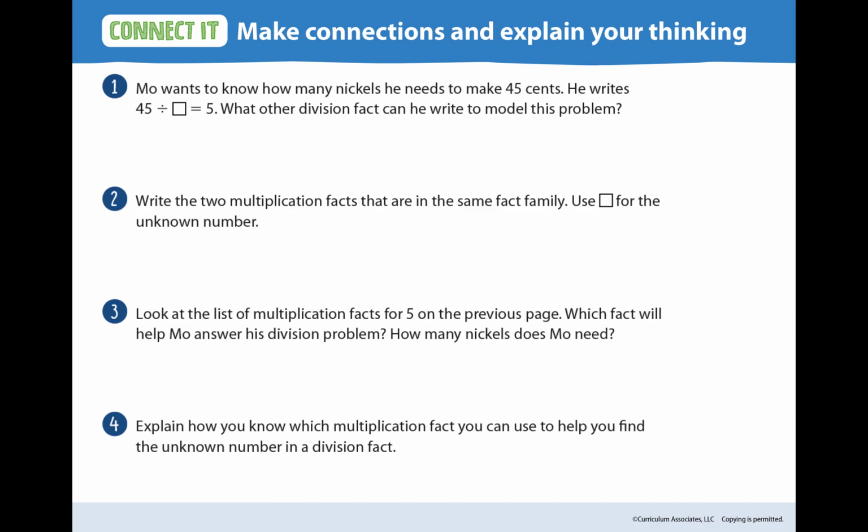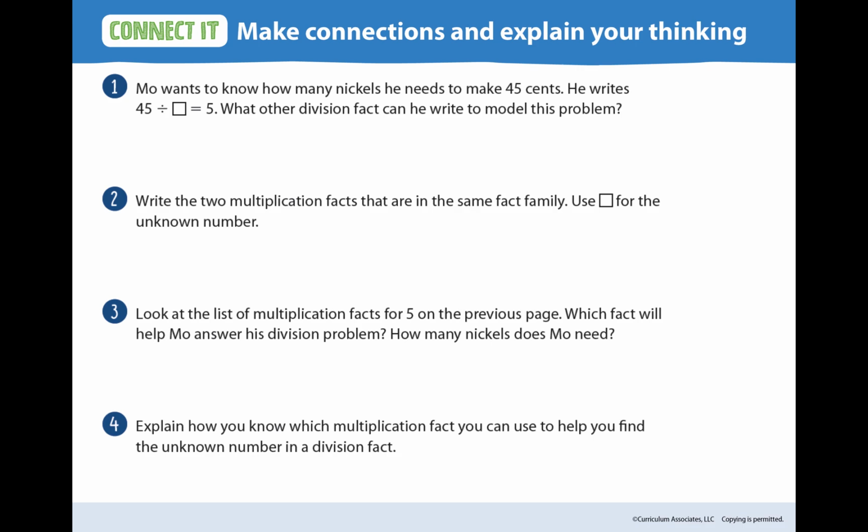Number 2, write the 2 multiplication facts that are in the same fact family. Use blank for the unknown number, okay? So after you find that number in number 1, then you're going to come to number 2 and write the 2 multiplication facts. So pause it and go for it. When you're ready, hit play.